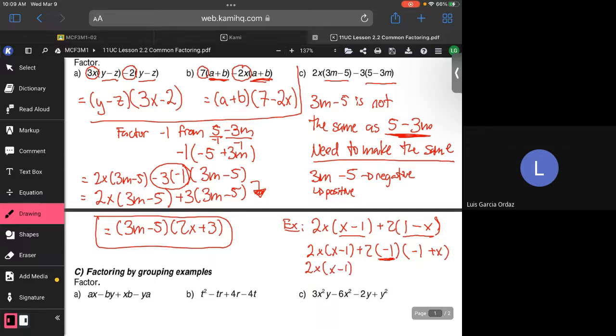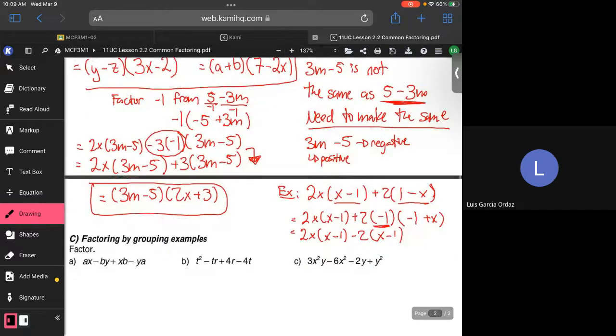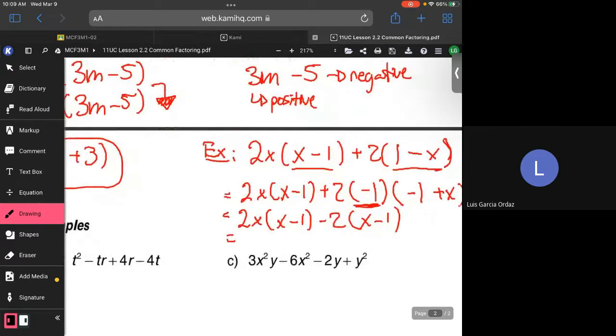So now I do 2 times negative 1, which is negative 2. And this is the same thing as saying x minus 1. So what's my final factored form? Cynthia? X minus 1 in one bracket, and then 2x minus 2 in the other one. Yep.